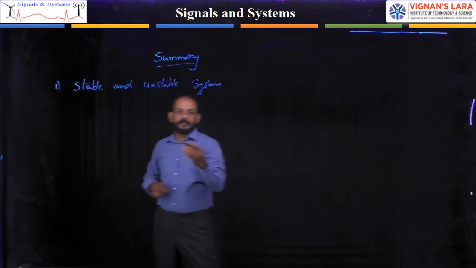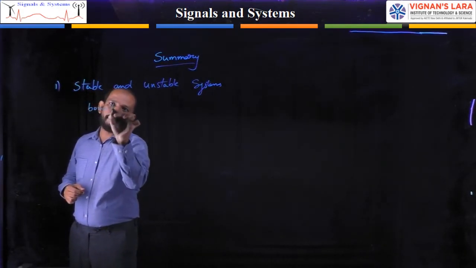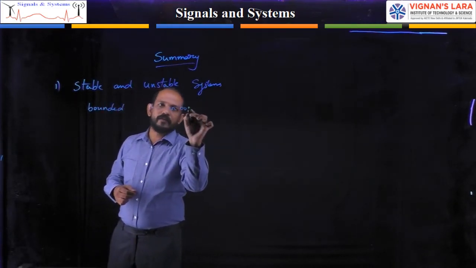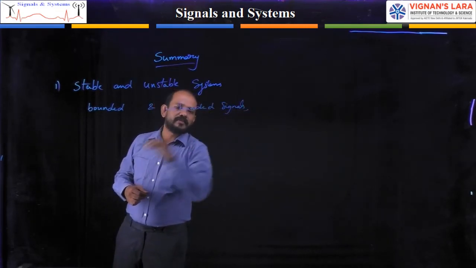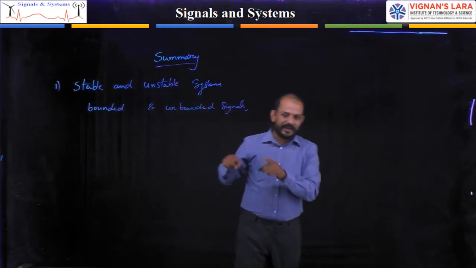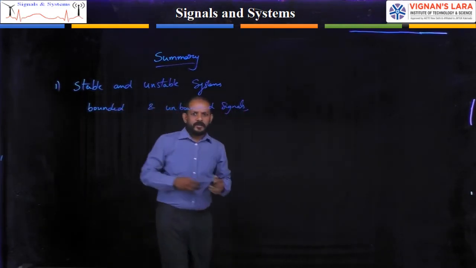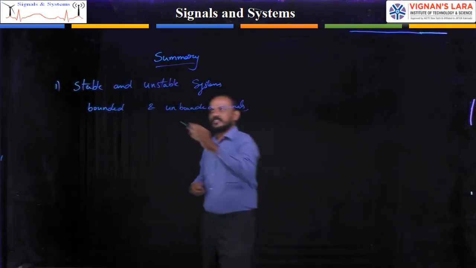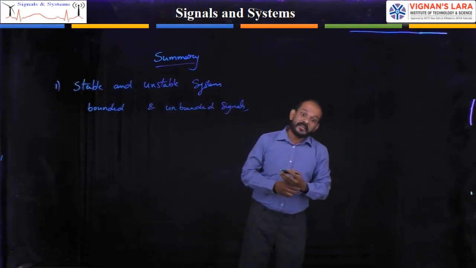I had given some graphical examples for bounded and unbounded signals, and then I went to the equation formats for stable and unstable. If it satisfies one equation, then that is stable, and if it satisfies the other equation, that is unstable. So I explained in terms of equation format.